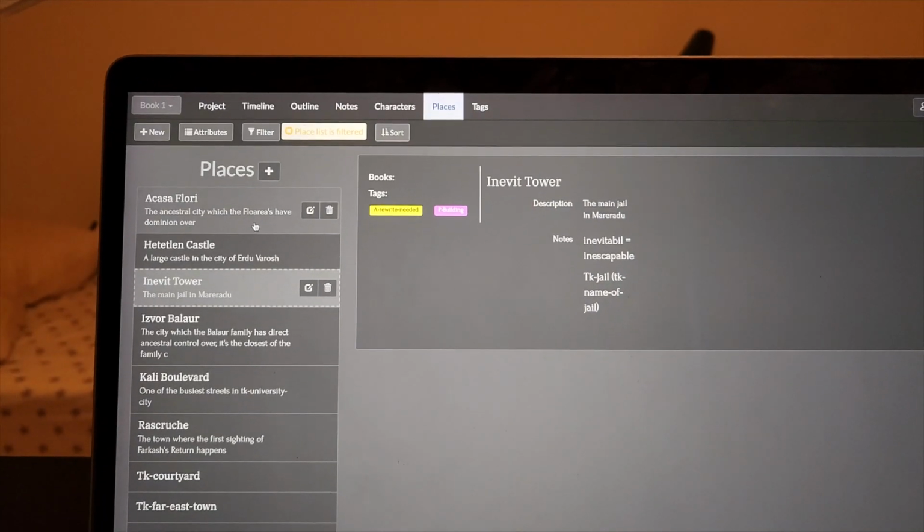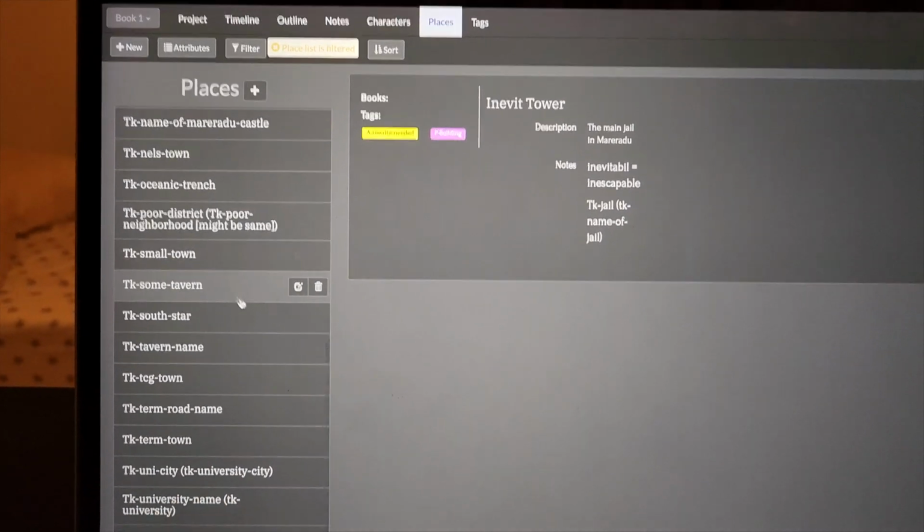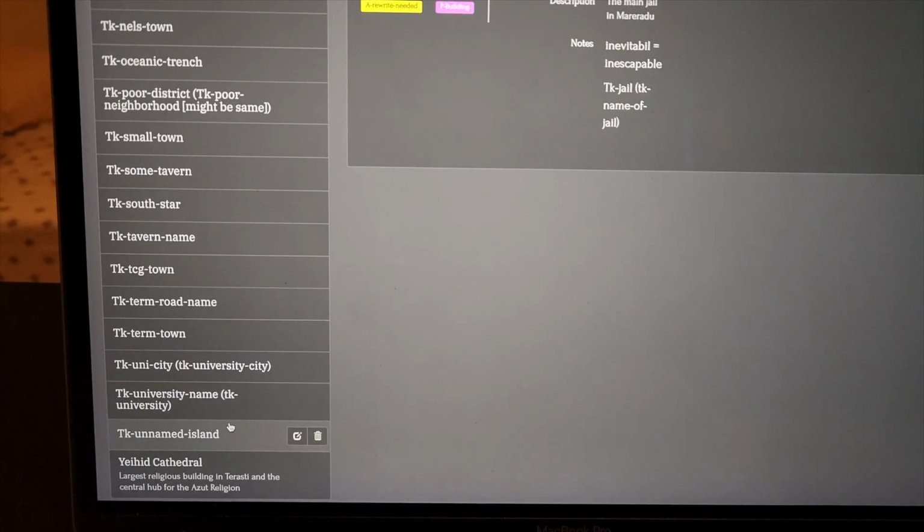Okay, so I've named a few of the places here, but there's still quite a few left to go. However, it's already 9:51 and I have a run today, so I am going to be running 6 miles and we'll see how it feels.